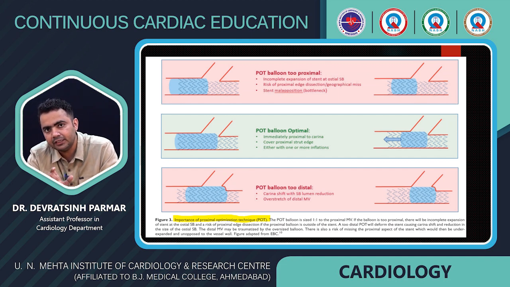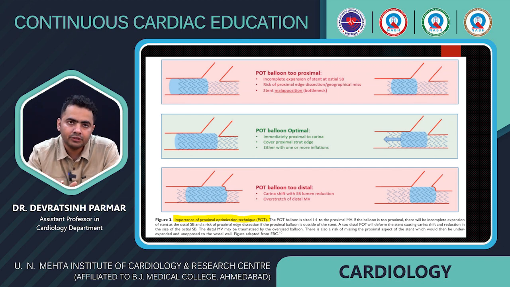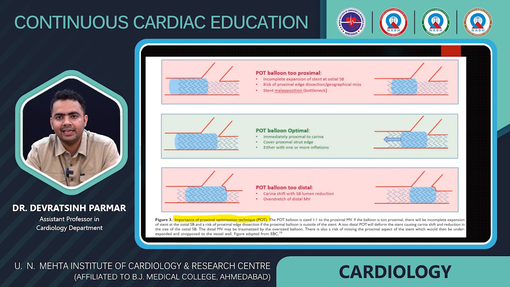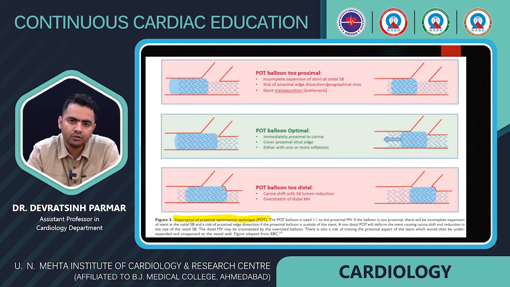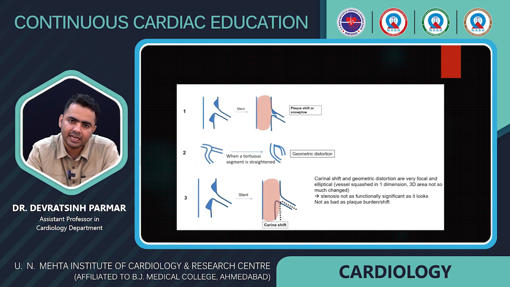It should cover your proximal strut sets. It should be exactly proximal to your carina, so there will be good expansion of your stent struts. It should not be even distal to the carina, because it will cause deformity in your carinal angulation, and it will increase the chance of ISR or side branch occlusion. Okay, so this is a diagram that shows that.